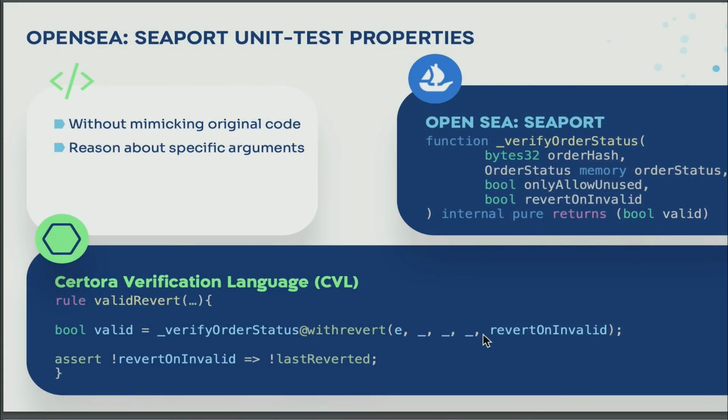There is a revert on invalid, a Boolean, right? So it means that if it's false, this function should not revert. So I will write a property that says that for every value that is possible to give, if the revert on invalid is false, then this function should not revert. That is a very high-level property, and I want to check it on all possible values, like what Sam told us today, to do a unit test on all values. So this is a good way of thinking about all possible values.